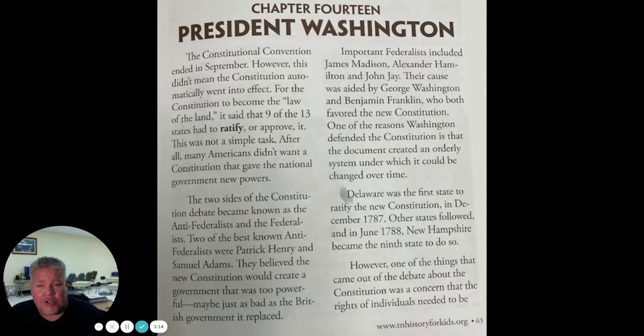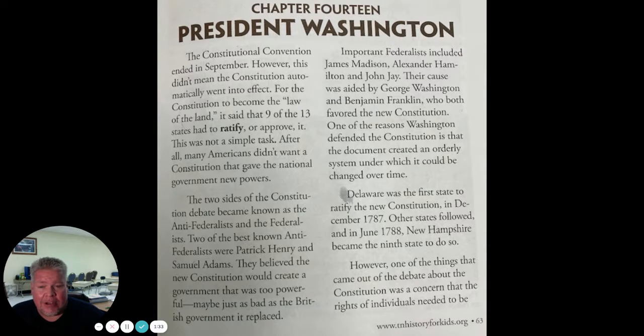The Constitutional Convention ended in September. Remember, that's the meeting they had to write the Constitution. However, this didn't mean the Constitution automatically went into effect. For the Constitution to become the law of the land, it said that 9 of the 13 states had to ratify or approve it. This was not a simple task.